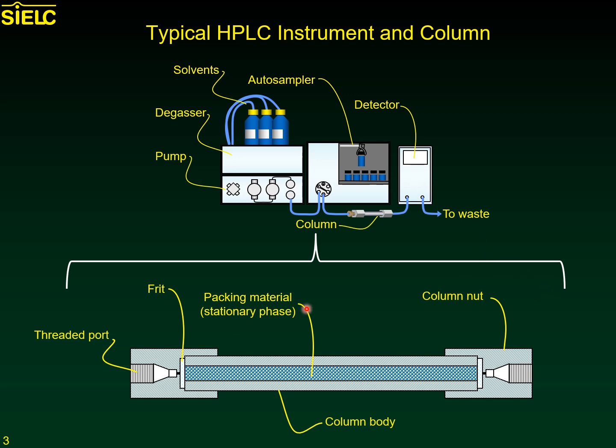Now down below, we've shown a cross-section of a typical HPLC column. It's a generally cylindrical column that is packed in with your solid stationary phase. And this is where the bulk of this talk is going to be centered upon.